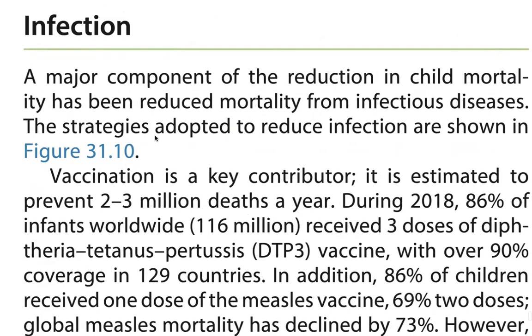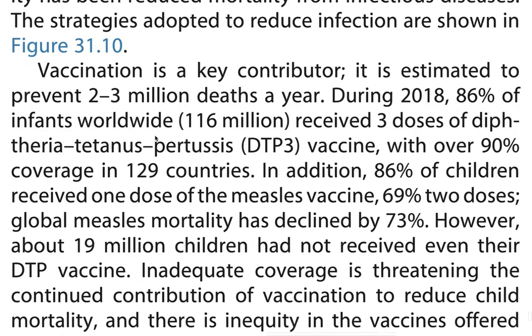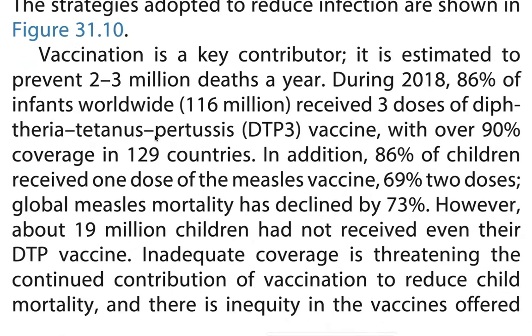Infection is a major cause of child mortality, and mortality from infectious diseases has been reduced. Strategies adopted to reduce infection are shown. Vaccination is a key contributor, estimated to prevent 2 to 3 million deaths a year. During 2018, 86% of infants worldwide, 116 million, received 3 doses of diphtheria, tetanus, pertussis, DTP3 vaccine, with over 90% coverage in 129 countries. In addition, 86% of children received 1 dose of the measles vaccine and 69% 2 doses.